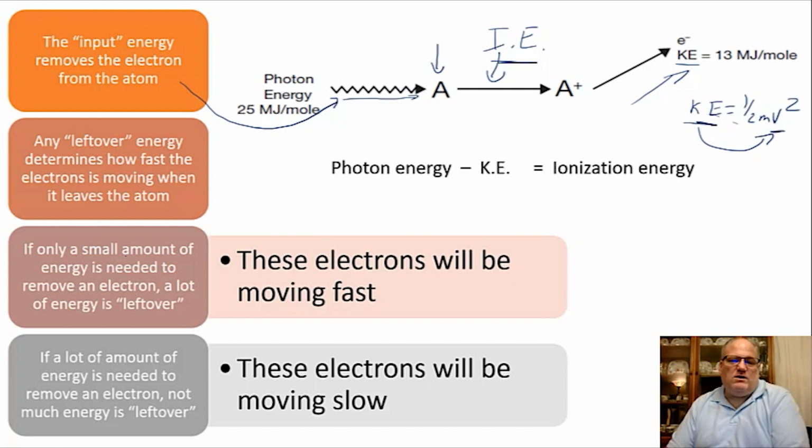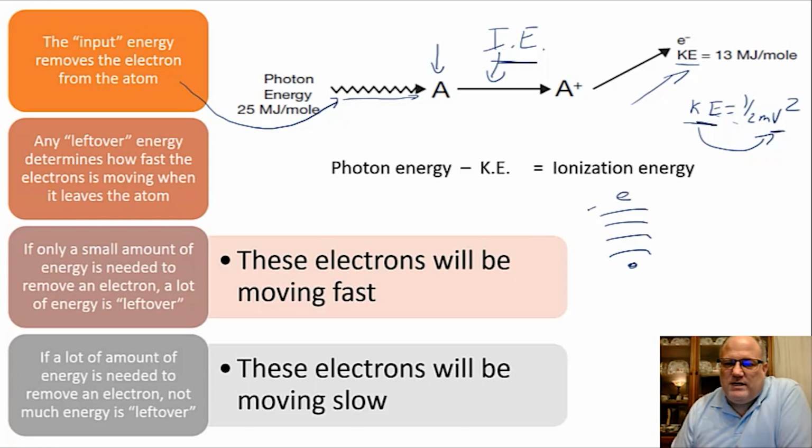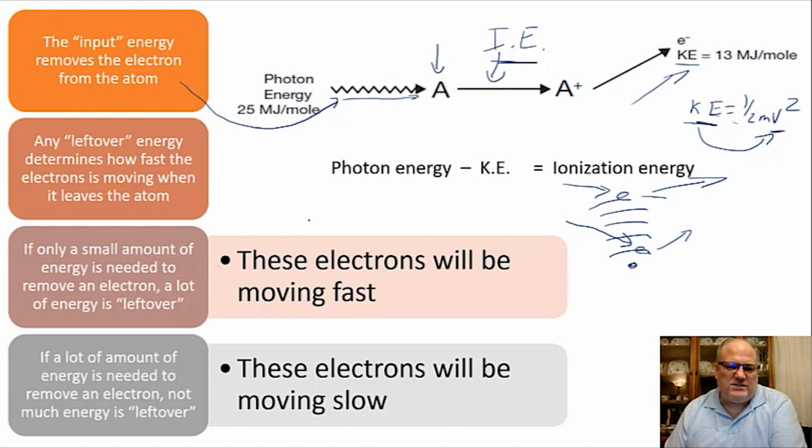So if only a small amount of energy is needed to remove an electron, a lot of energy is left over. That would essentially say this: if this is the nucleus and we have layers here, and the electron is way out here, I don't have to use very much energy to knock off the electron, and it's going to leave really, really fast. If I have an electron that's down below in a lower energy orbit or orbital, the amount of energy I'm going to have to use to knock the electron off is going to be very high, and it's going to leave a lot slower, with a lot less kinetic energy, which is essentially everything that's written on the left-hand side of the slide.